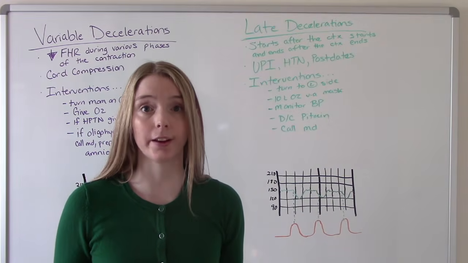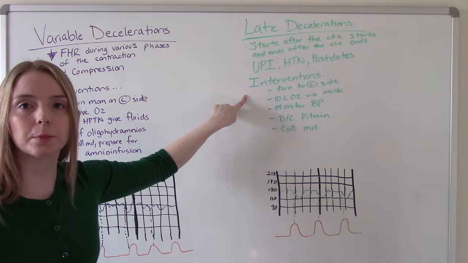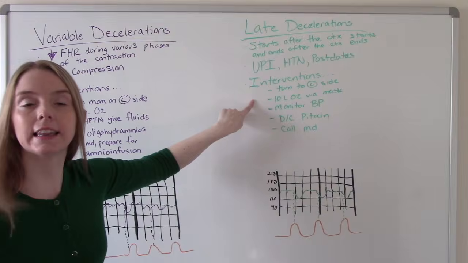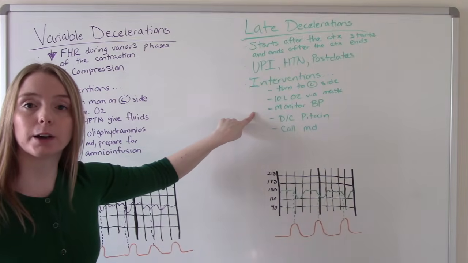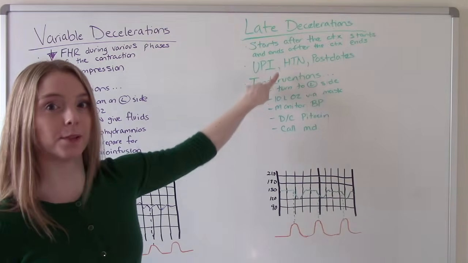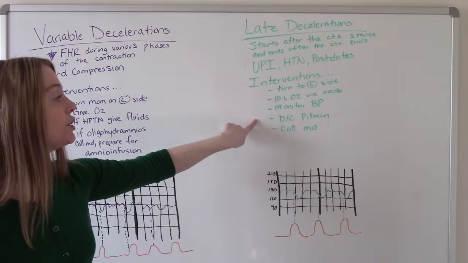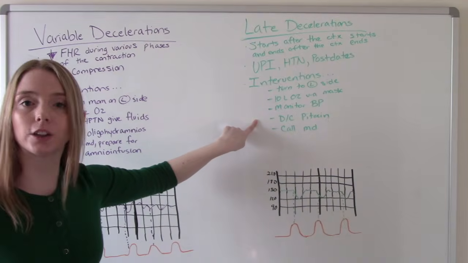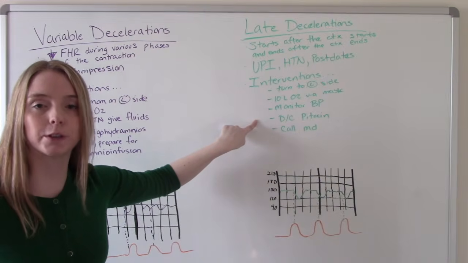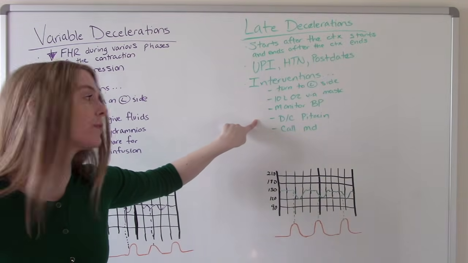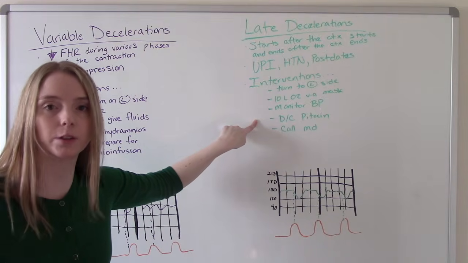So what do we do about it? We'll turn mom to her left side to optimize placenta blood flow. We'll give 10 liters of oxygen via face mask. Monitor her blood pressure. If blood pressure is our problem, we want to make sure it doesn't get dangerously high. If she's getting Pitocin, so if she's being induced or augmented and we're giving her IV oxytocin, which is called Pitocin, turn it off, because we don't need to be stressing out her body anymore right now, stressing out baby, so turn off that Pitocin for now.